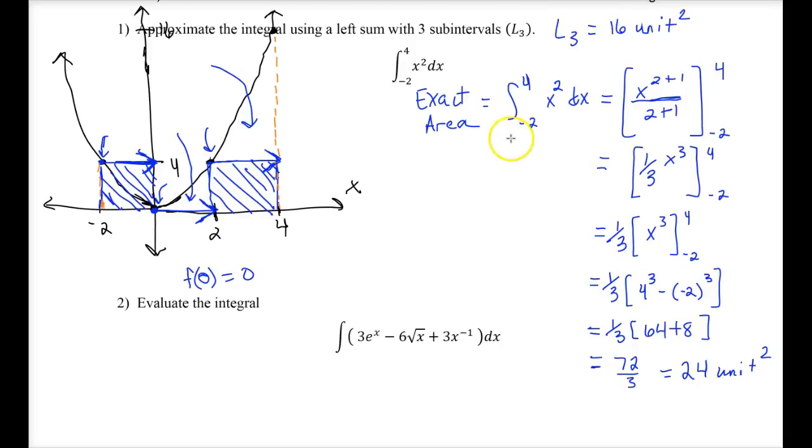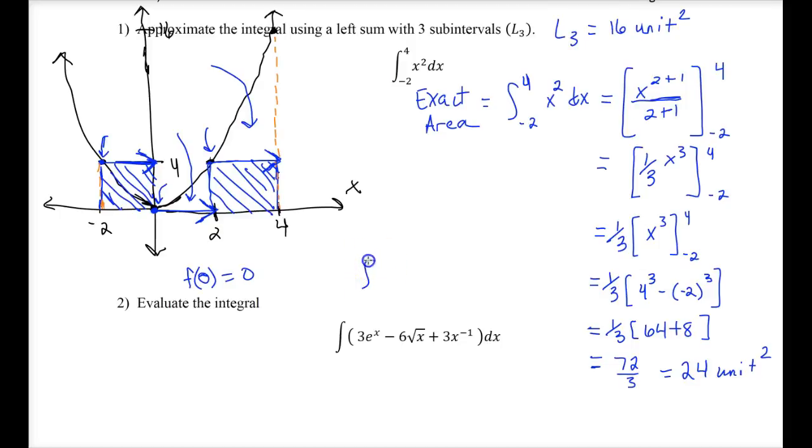In addition to that, if we wanted to calculate the exact area under the curve, the quick way to do it would be to evaluate this definite integral. And of course, we would just take the antiderivative of x squared, which would just be x raised to the 2 plus 1, divided by 2 plus 1. And we evaluate that from -2 to 4 using the net change theorem.